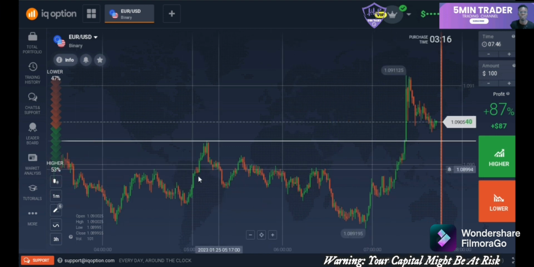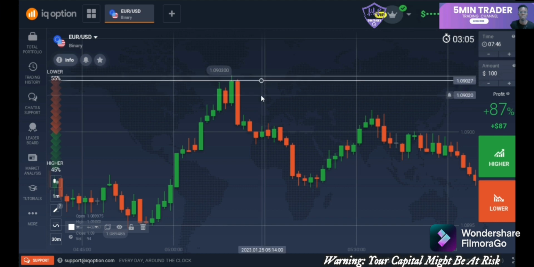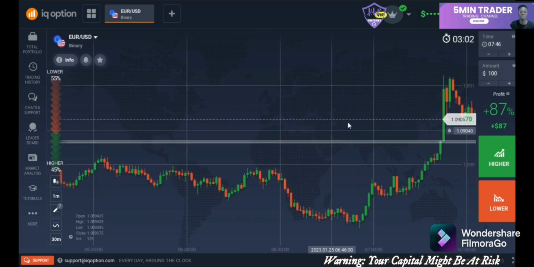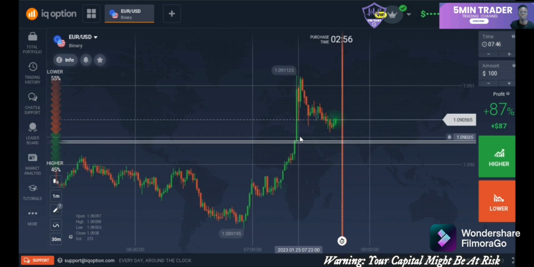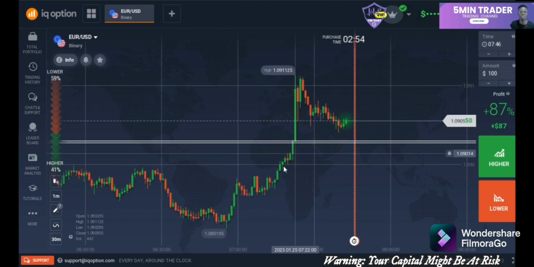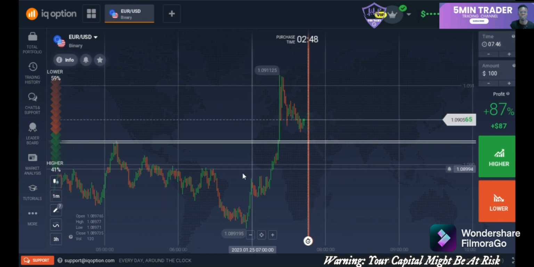So I will try to get a zone here. Let me try to double this line so we can get a zone. Okay, this looks good. Now, by price action, this is a very strong uptrend. This is a very strong buyer's entry, you know. This looks to me like a very good trading setup.